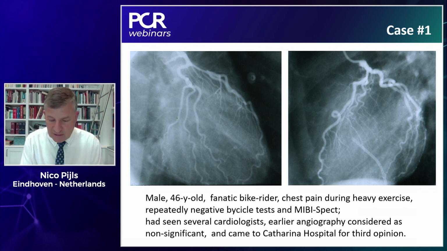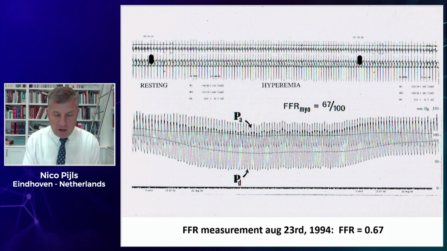The procedure at that time was done by one of my older colleagues, Hans Bonnier, and he asked me in the cath lab, can you measure that experimental FFR you have invented, and can you tell me what I have to do? So we measured FFR at that time using intravenous adenosine, and at that time you see that we had only the analog paper recordings. It is old but still beautiful, and we measured a value of 0.67.